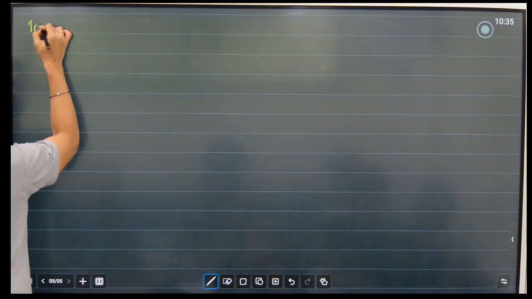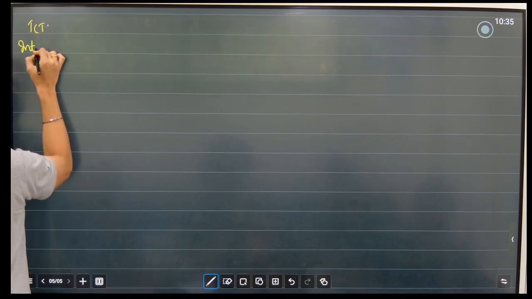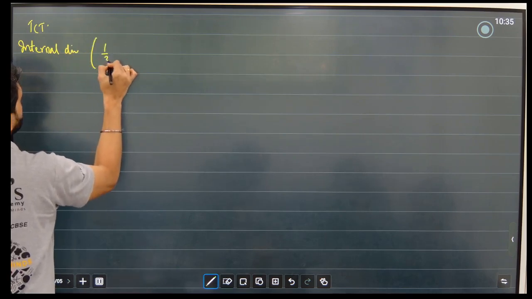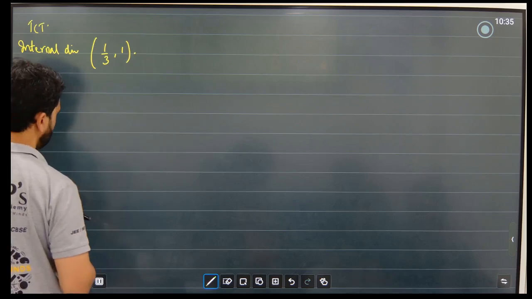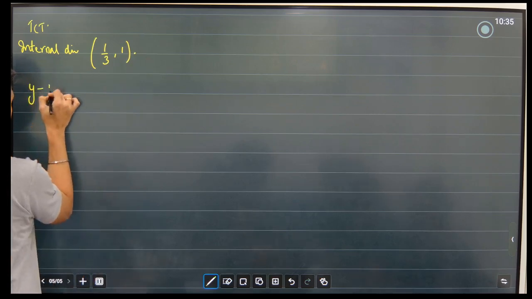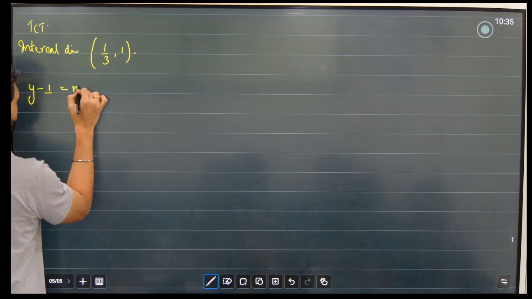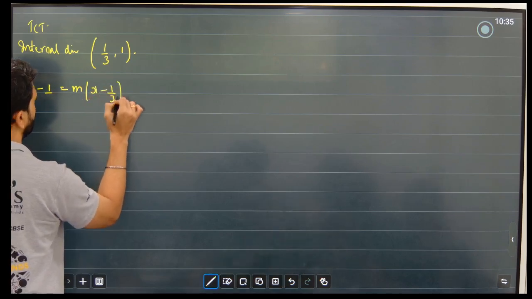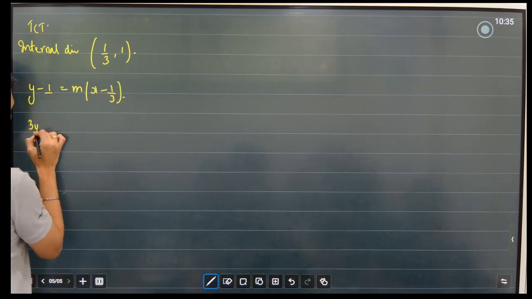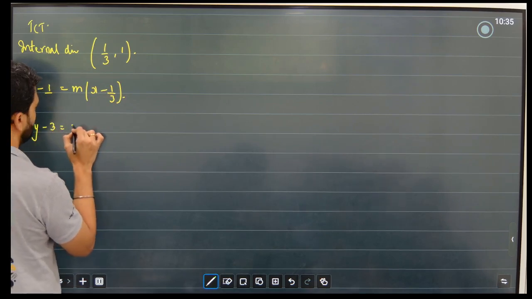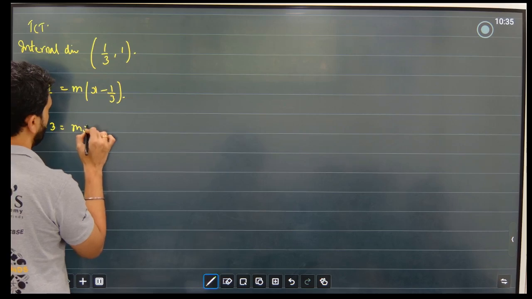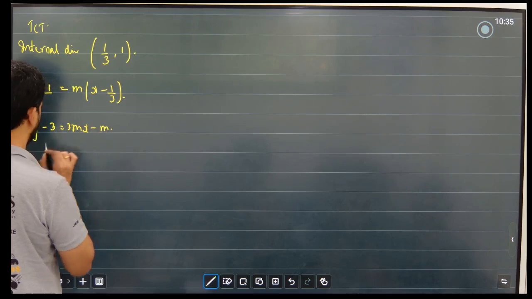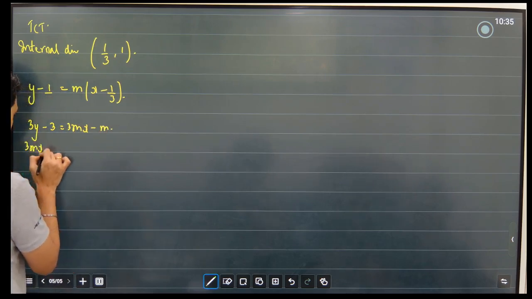For transverse common tangent, we'll do internal division. And if you do internal division, we get the points as 1 by 3 comma 1. And it will become y minus y1 is equal to m into x minus x1. So 3y minus 3 is equal to 3mx.